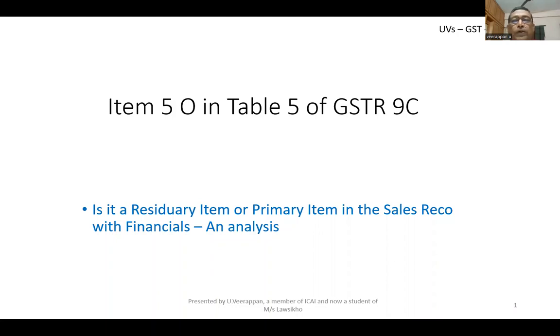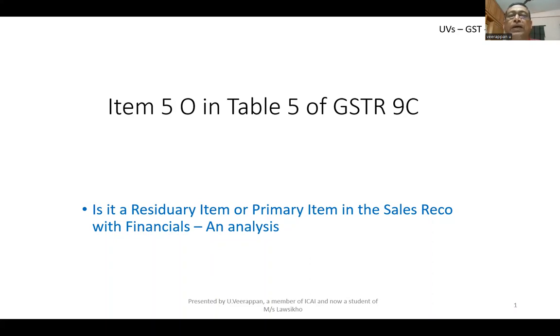Today what we are going to see is about the item 5O in table 5 of GSTR9C sales reconciliation. Normally it is considered as a residuary item in the sales reconciliation of GSTR9C.